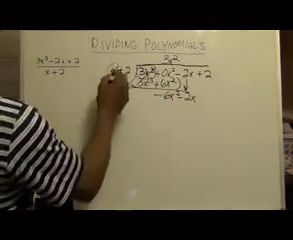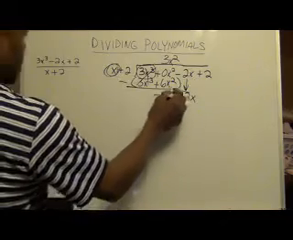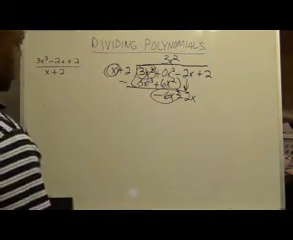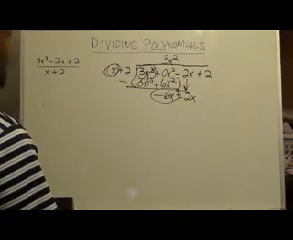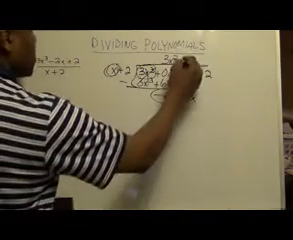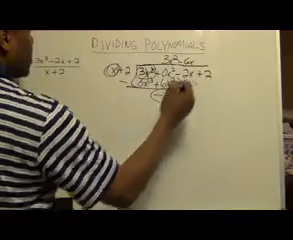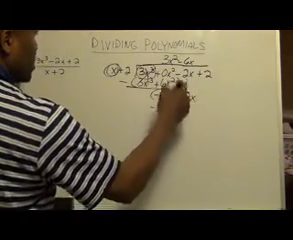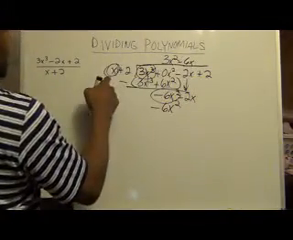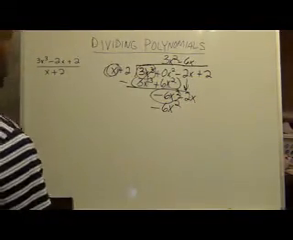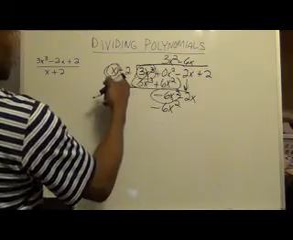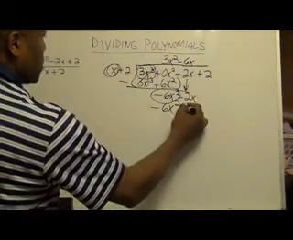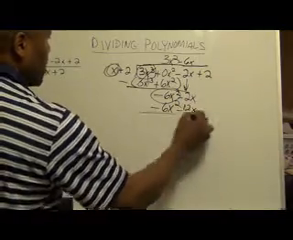The same thing here. We're going to look at this x. We look at this minus 6x squared. The x goes into minus 6x squared minus 6x times. So it's minus 6x. So minus 6x times x is minus 6x squared. And then minus 6x times plus 2 is negative 12x. So minus 12x.